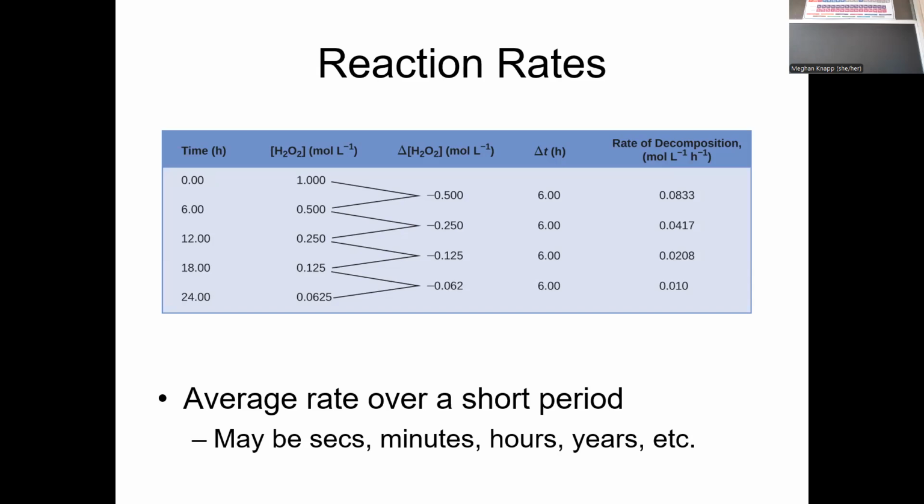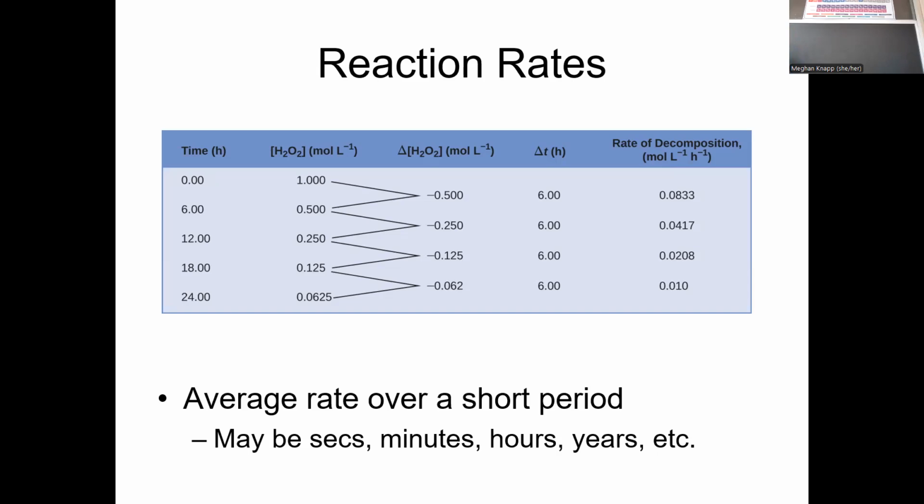Our reactant is going to go down over time. And so we look at, for any time frame, what is that change? So this is going down by negative 0.5. And then the time that it's passed is 6 hours. And then we just divide 0.5 by 6, and then use that negative because it's a reactant to make the final answer positive. Okay. So that's kind of how that would work.